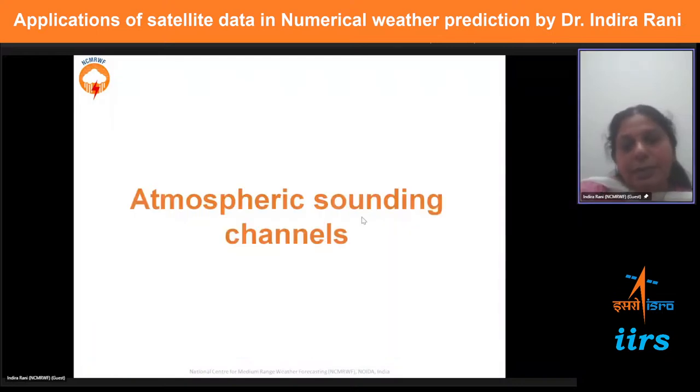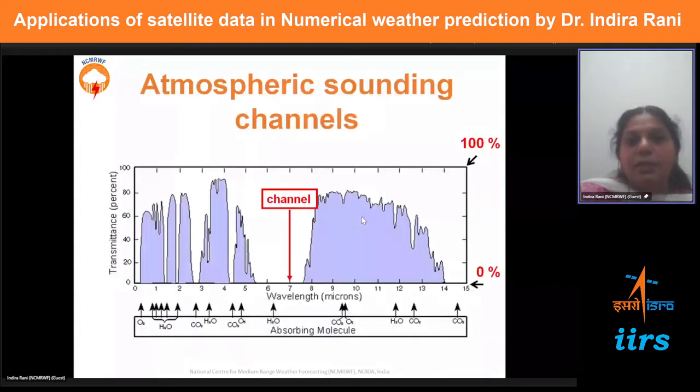As we discussed in the previous slides, we have the atmospheric sounding channels. If we want to select sounding channels, we have to select those channels where the transmittance is minimum. Here you see that at 7 microns the transmittance is nearly 0. That means the emitted radiance is absorbed in the atmosphere. It is not transmitted to the top of the atmosphere.